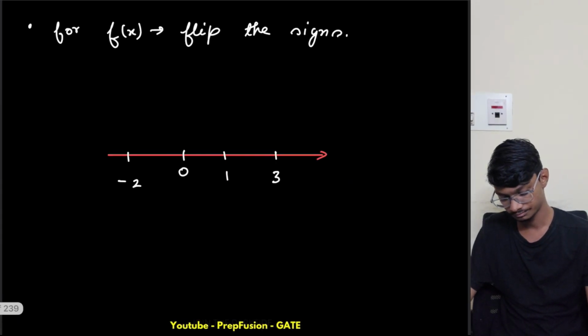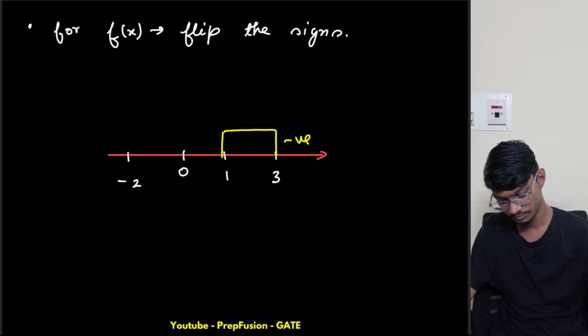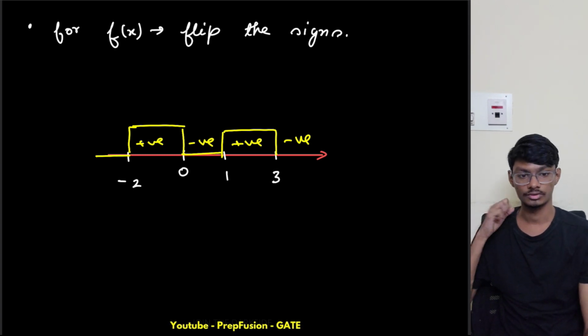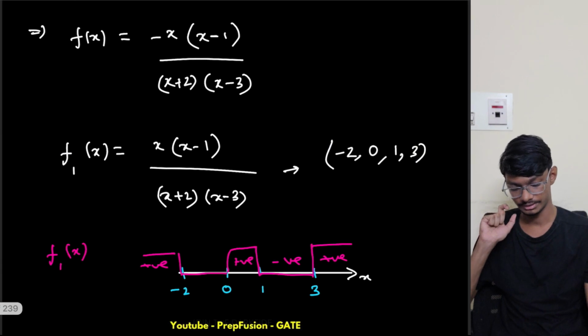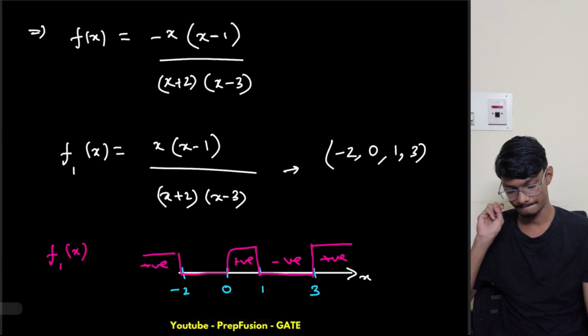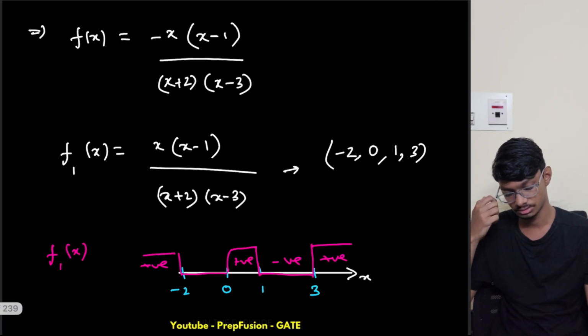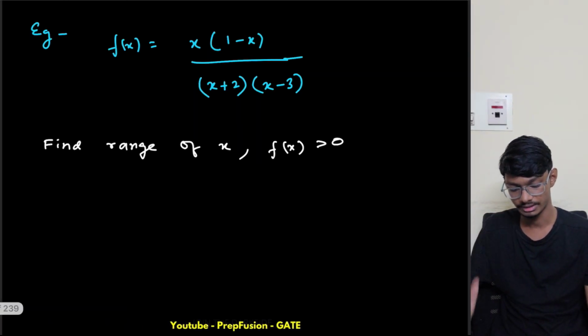So this is negative only. Between 1 and 3 we will get positive. Between 0 and 1 we will get negative. Again between -2 and 0 we will get positive. Okay, so this is what we'll get, right? So yeah, this is negative only. So for what range this is positive, we have to find for what range f of x is positive, right?